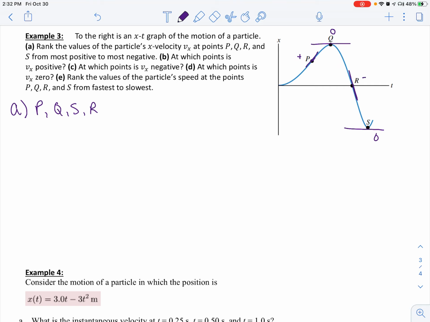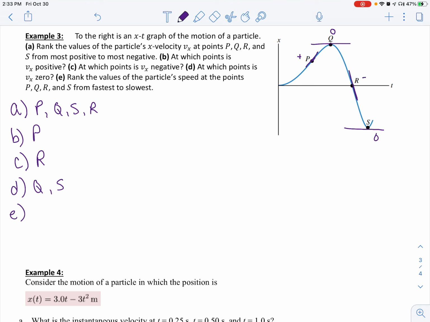Part B, at which point is it positive? Well, the only positive slope I see is point P. C, at which point is it negative? The only thing I see negative is R. Part D, at what point is it 0? Okay, so they flatten out. In other words, they're changing direction. When you change direction, your velocity actually goes to 0. So that would be at point Q and at point S.